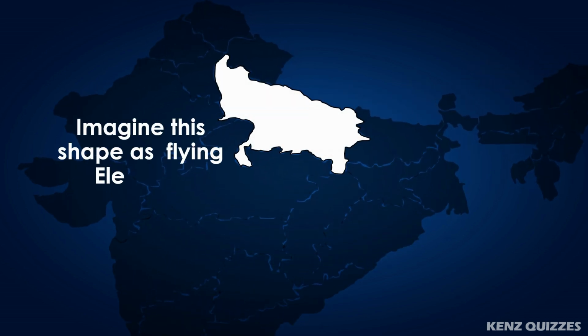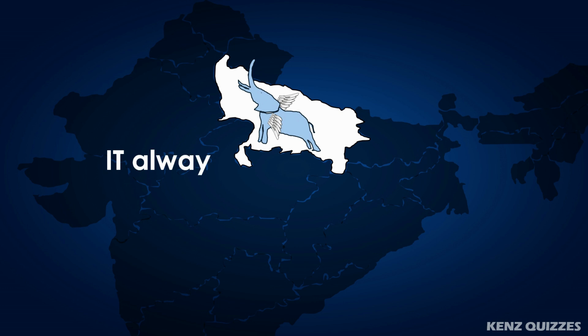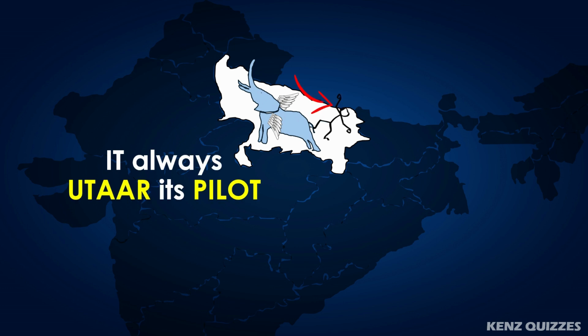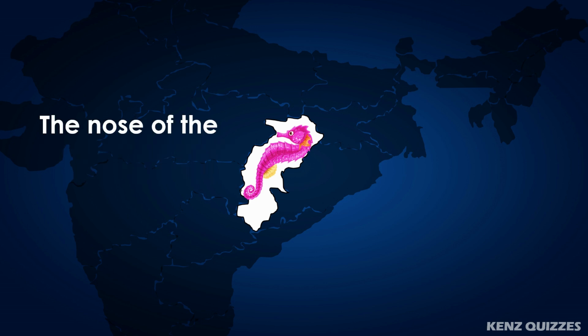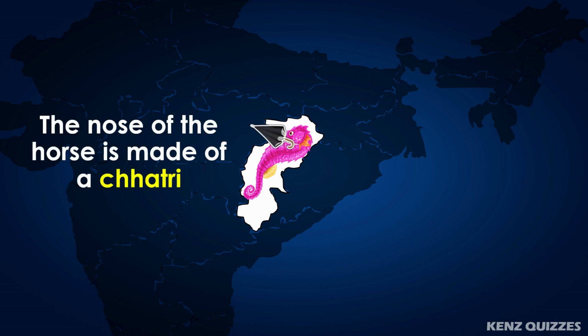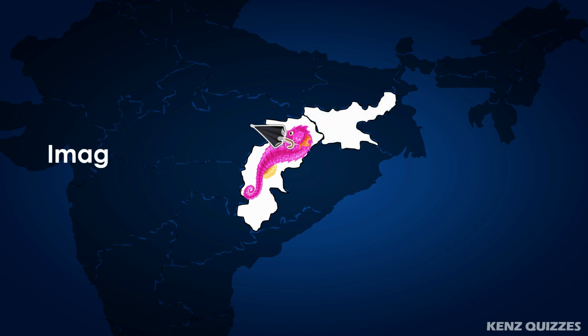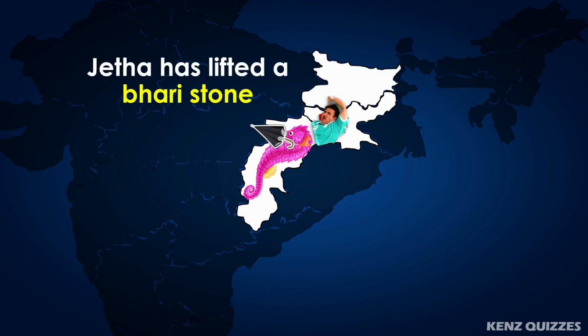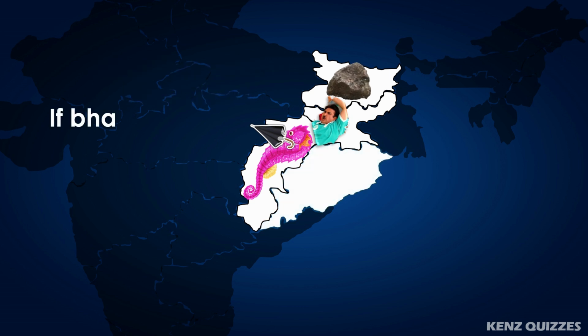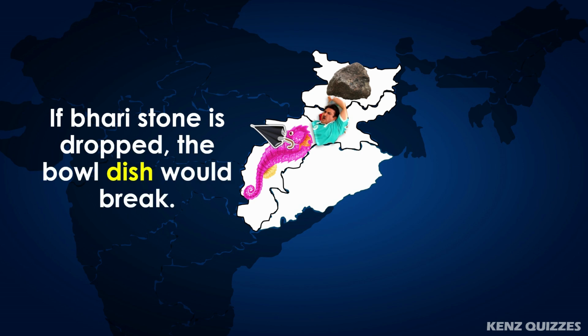Imagine this shape as flying elephant. It always utar its pilot. Imagine this shape as a seahorse. The nose of a horse is made of chhatri. Now imagine Jetha sitting on its head. Jetha has lifted a bhari stone. If bhari stone is dropped, the bowl dish would break.